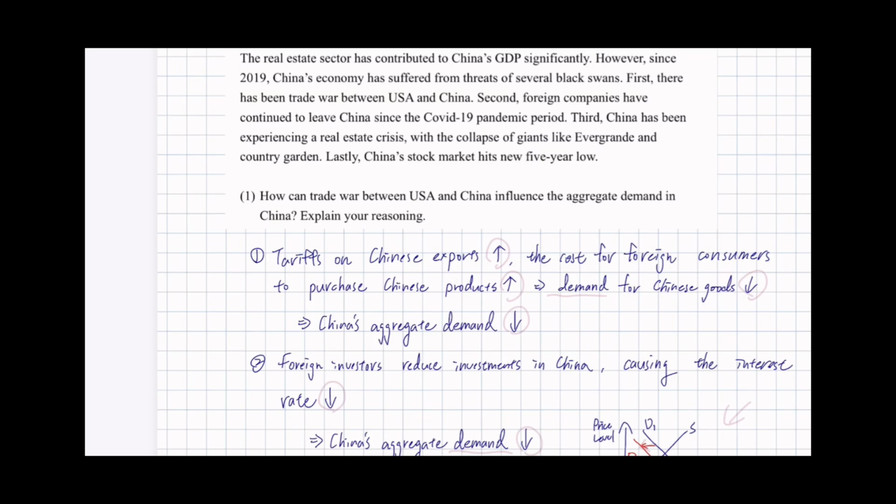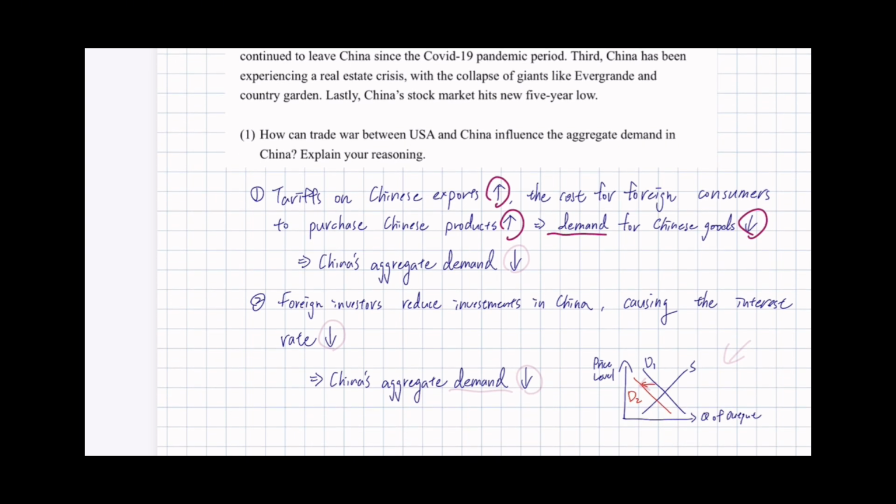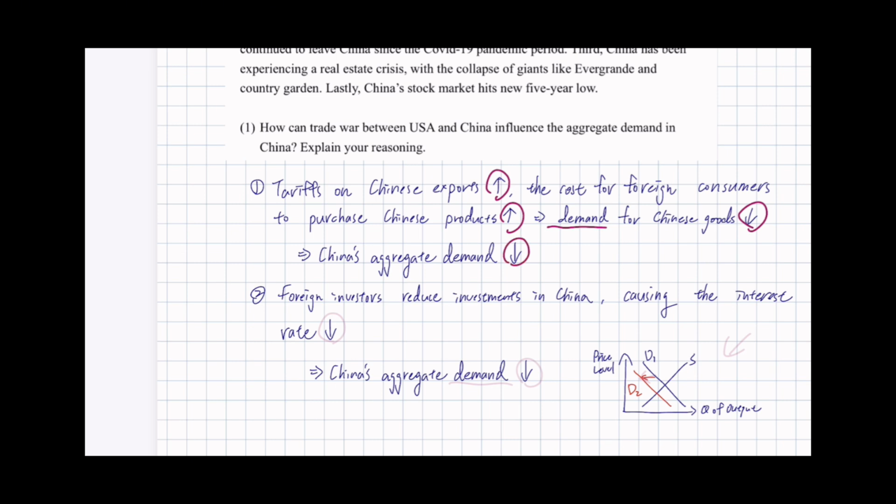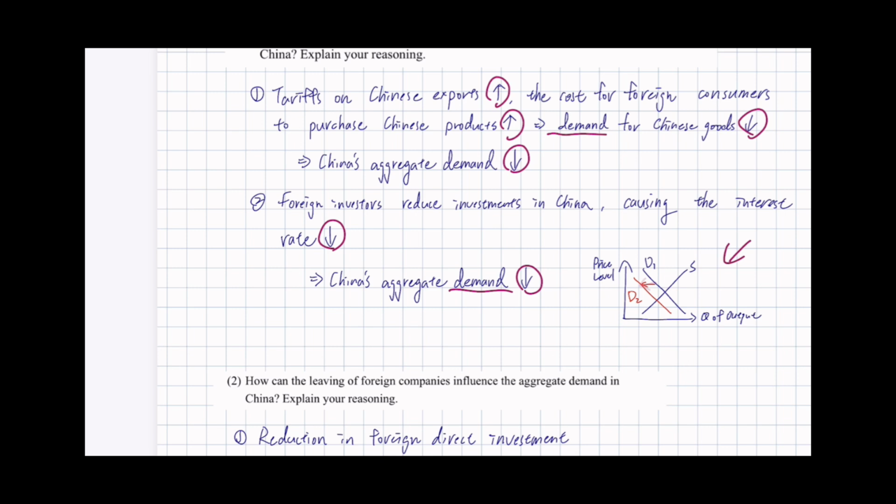The first question. First, tariffs on Chinese exports will increase, so the cost for foreign consumers to purchase Chinese products will increase too. Therefore, the demand for Chinese goods will decrease. This results in China's aggregate demand decreasing. The second part, foreign investors will reduce investments in China, causing the interest rate to drop. So China's aggregate demand will fall. You can look at the graph here. The demand curve will shift left.